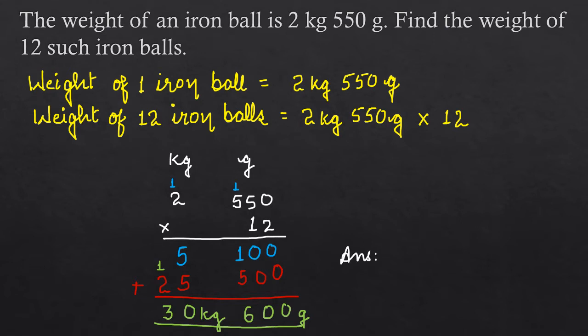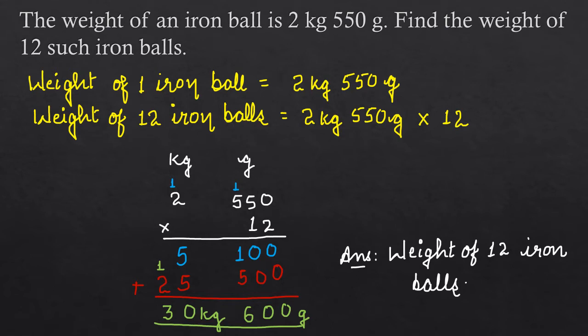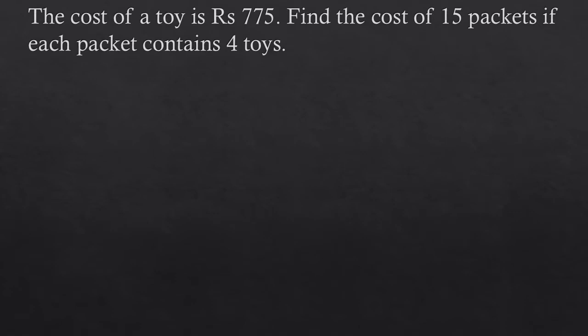So the answer: weight of 12 iron balls is equal to 30 kg 600 grams.